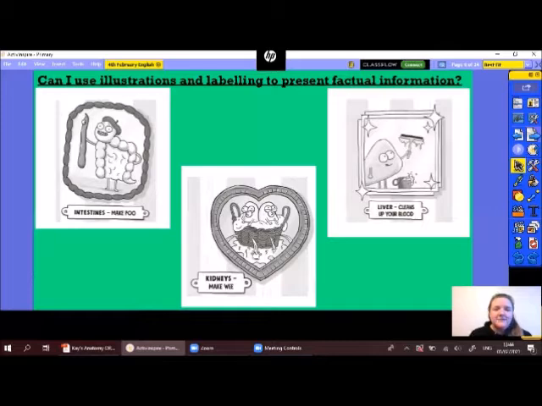We've got more here. This one's my favourite. The intestines, which make the poo. He looks very proud of his poo. We have kidneys, which make wee. We have the liver, which cleans up your blood.